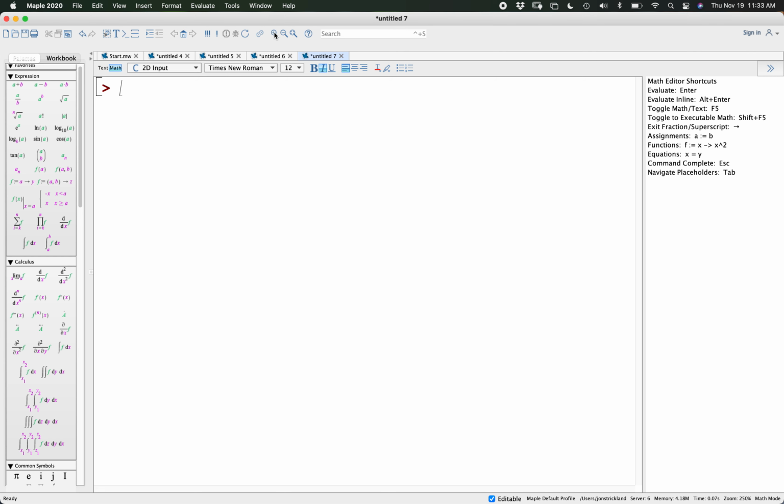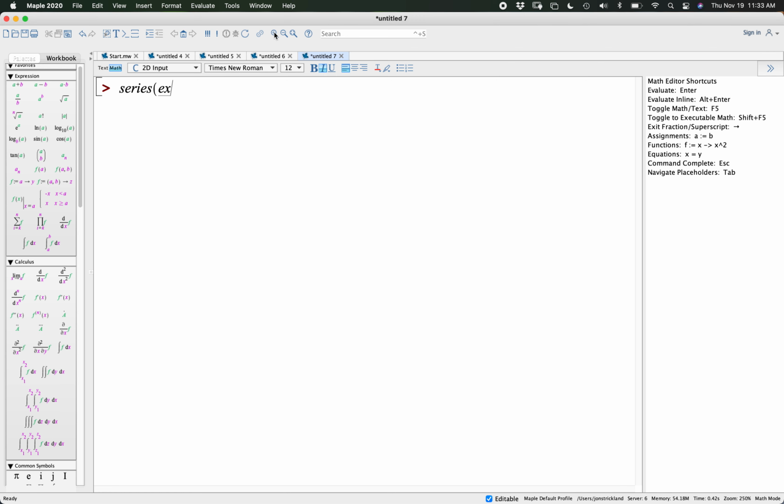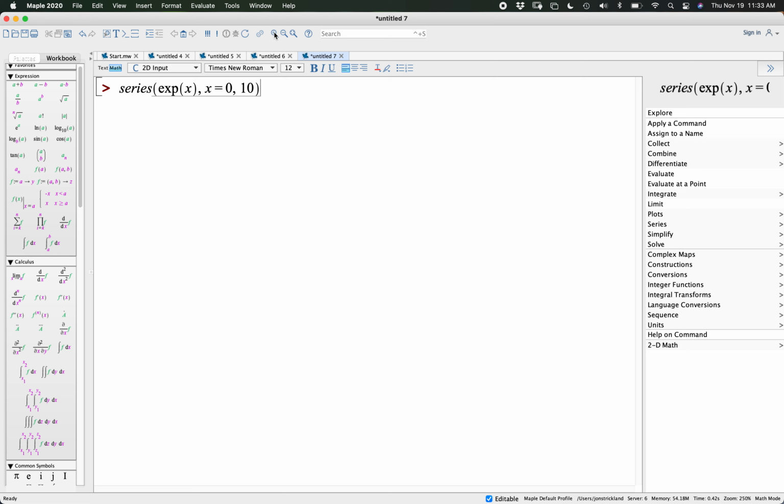Say we have, like in the case of an opening line, for Maclaurin series, series of e to the x, and I want to look at the first terms, with x going from, let's say, 0 to 10. I'm looking at the Maclaurin series expansion here. And you don't have to throw in an opening line.